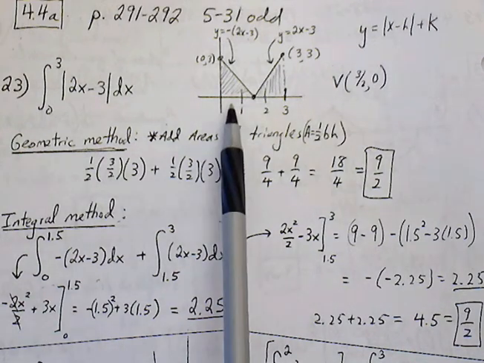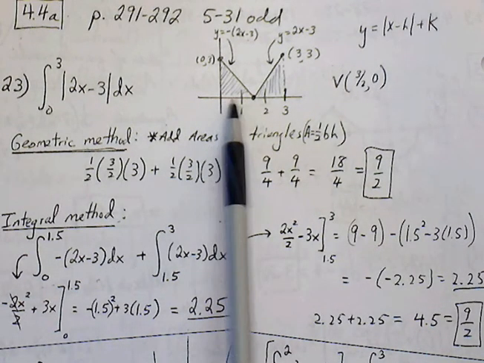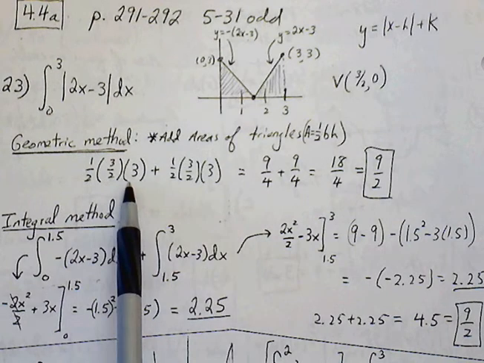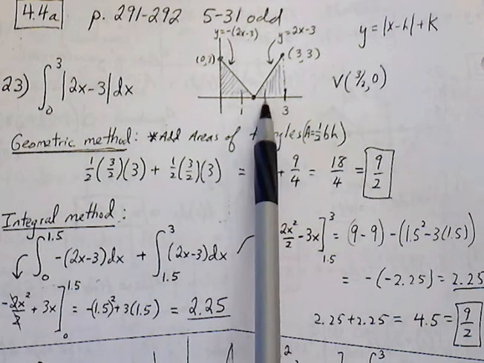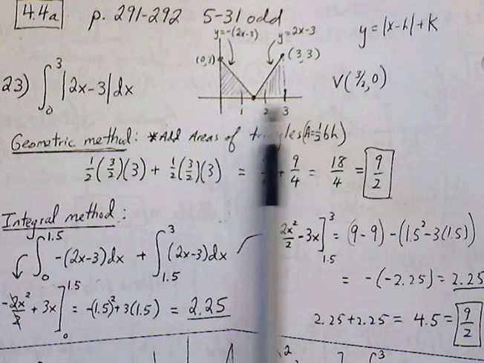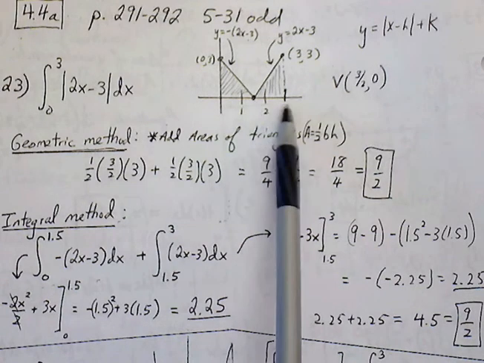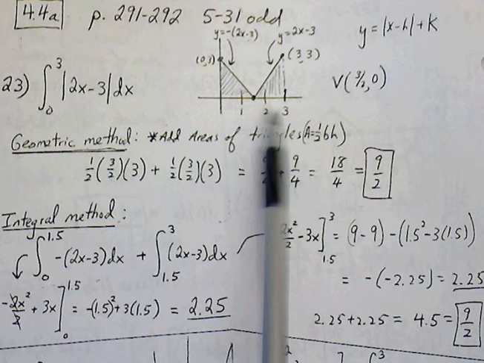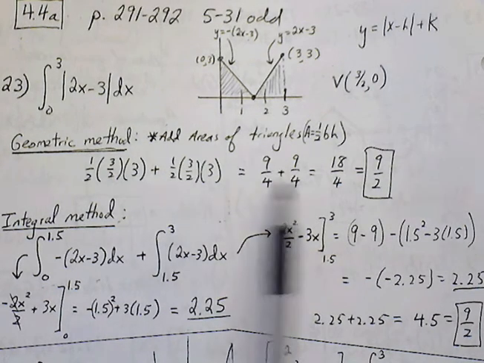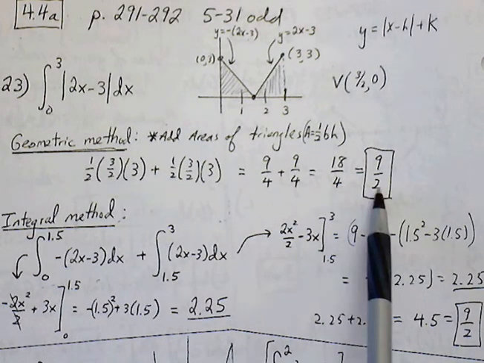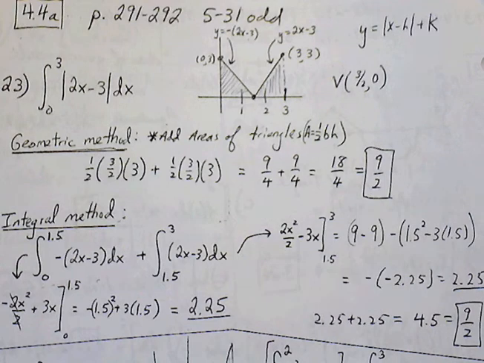My area is simply 1/2 base times height, so 1/2 times 3 halves times 3, that's 9/4. My second triangle, 1/2 base times height: the base is 1.5 and my height is 3, so 1/2 times 3 halves times 3 gives me 9/4 as well. Add these together, and we get 18/4, or 9 halves.